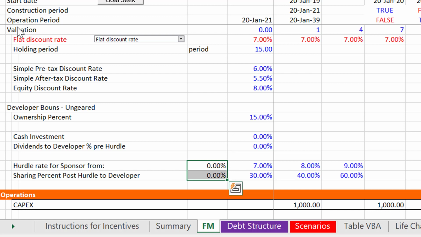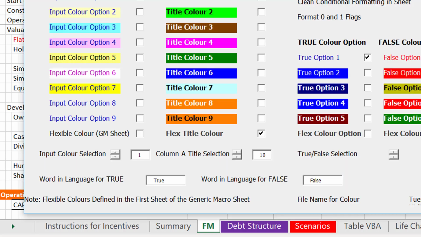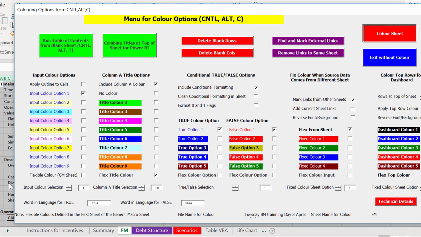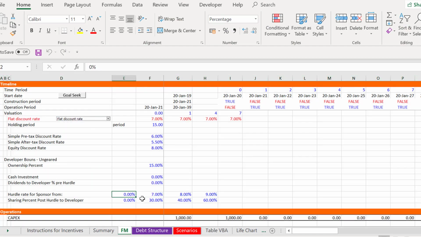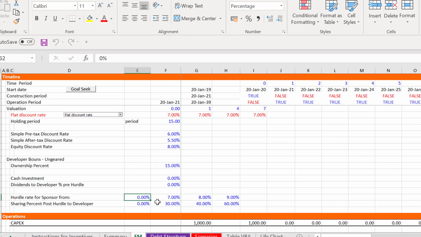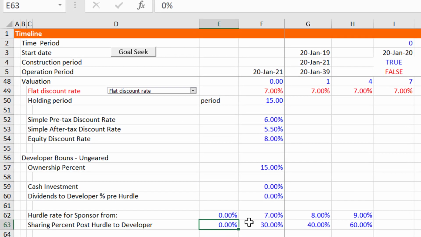Shift Control P, Control Alt C. So we'll make sure it's an input color. I'm trying to show you I'm not wasting time on this. I'm actually saving time, instead of doing it all manually, and of course you can do it much more efficiently. So from 0 to 7, you get nothing. From 7 to 8, you get 30% to the developer.